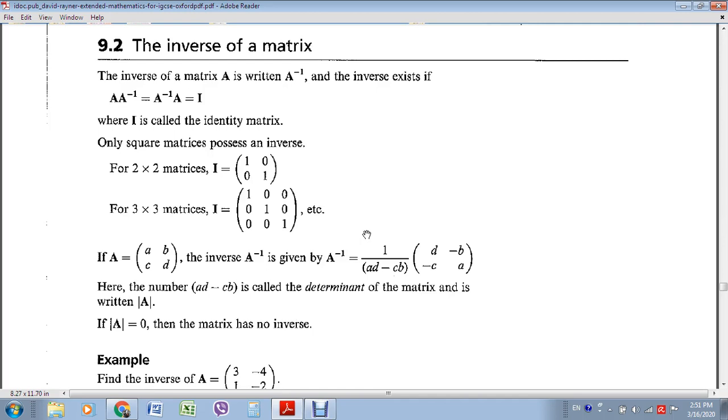So let's start the lesson. Today's lesson is about the inverse of the matrix. You can see this lesson in chapter number 9, page number 274. And you can see on the screen the inverse of the matrix.